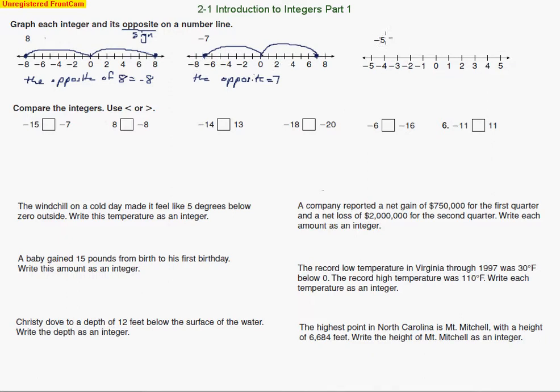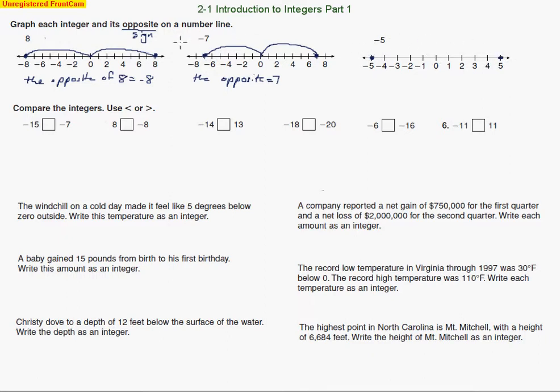Same thing here: negative 5, go ahead and plot that point. Then the opposite would be positive 5. All I'm doing is really putting those two dots. The little loops are just showing you that the distance from that number to 0 is exactly the same. From negative 5 to 0 is the same as going from 5 to 0.